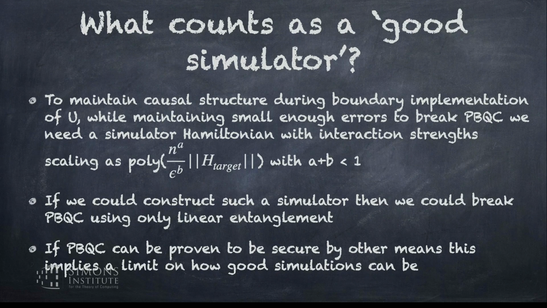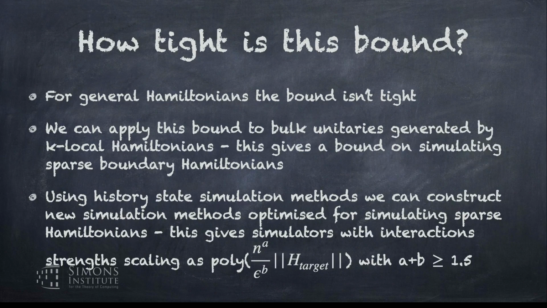Okay, so you might be wondering, how tight is this bound? We've got an implication between position-based cryptography and simulation via holography, but it's only interesting if it's a fairly tight bound. If it's just a very loose implication, then it's maybe not massively interesting. And the truth is that for completely general Hamiltonians, this bound isn't tight. We're exponentially far away from this bound.